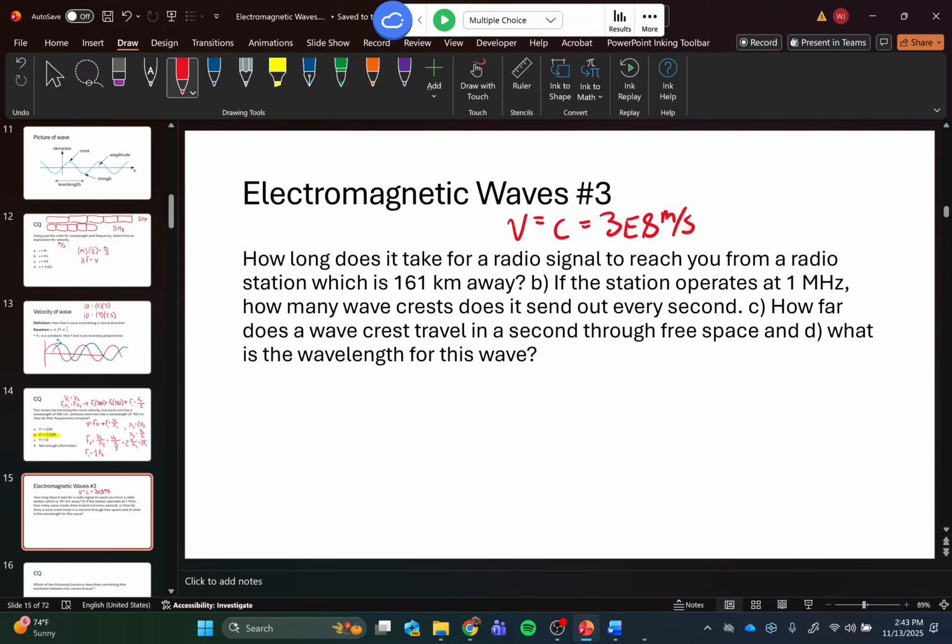Is mega 10 to the 6? Yeah, it's a million. That one I had to check myself several times. I'm pretty sure this is true.